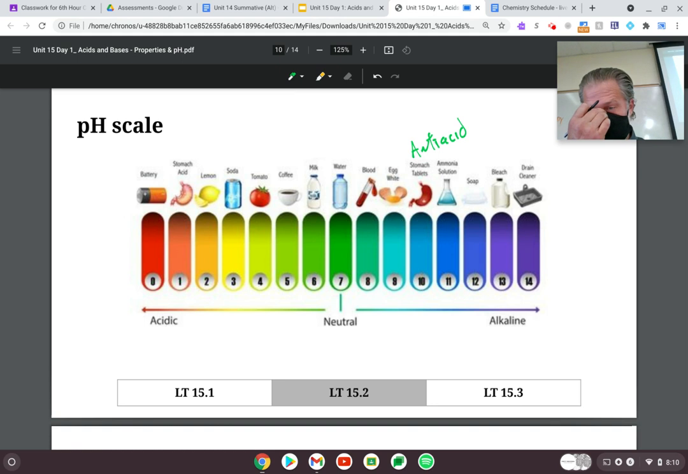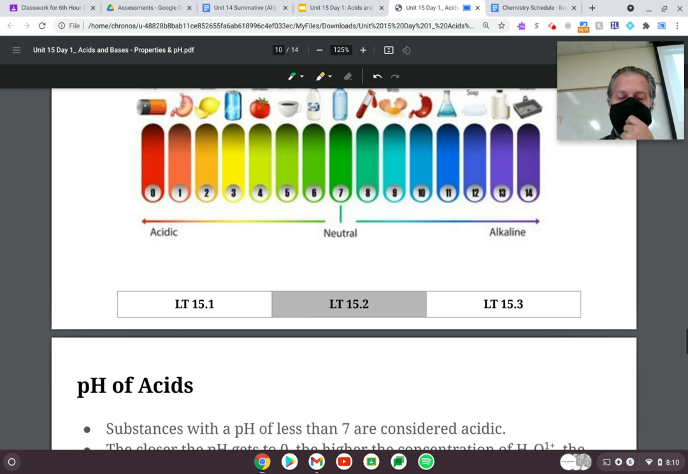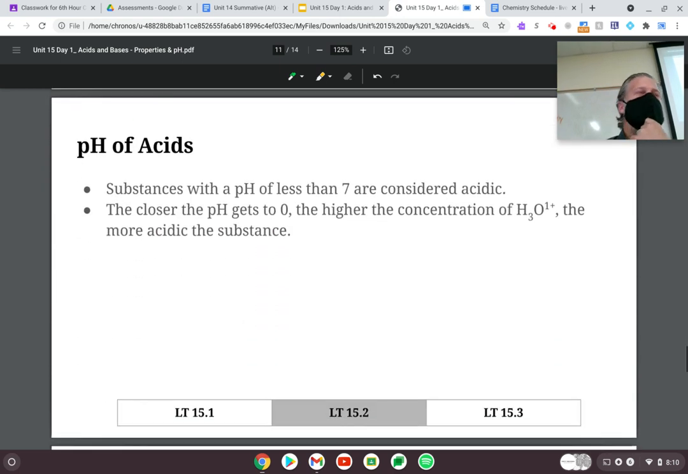Ammonia solution, soap, bleach, and drain cleaner. Now, the larger the number for the pH or the smaller the number for the pH, the more basic or acidic it is. So things that are closer to neutral are considered to be less caustic or less dangerous to the human body. Like we've discussed, substances with a pH less than 7 are considered acidic, and the closer the pH gets to 0, the higher the concentration of H3O plus gets, the more acidic the substance gets.